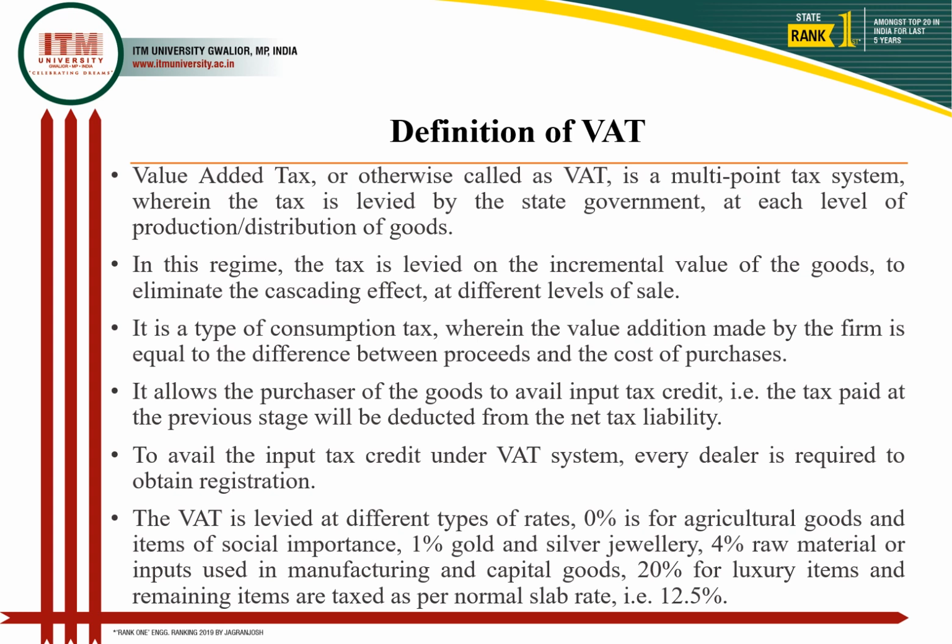For availing the benefit of input tax credit, it is mandatory that every dealer must be registered. Without registration, you are not going to avail such kind of input tax credit. So VAT is levied at different rates: 0% for agriculture goods and items of social significance, 1% on gold and silver jewelries, 4% on raw materials and inputs used in manufacturing capital goods, 20% for luxury items, and remaining items are taxed as per the normal slab rate, that is 12.5%.